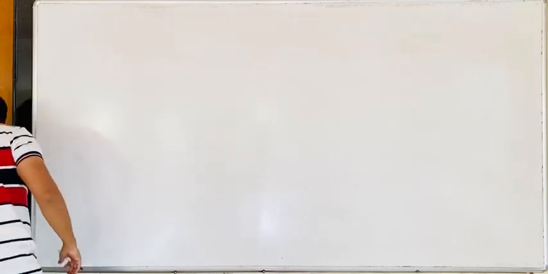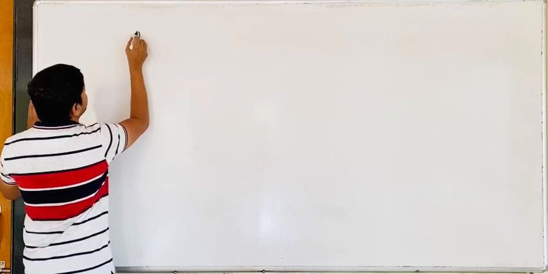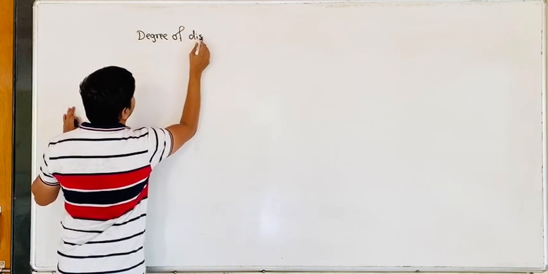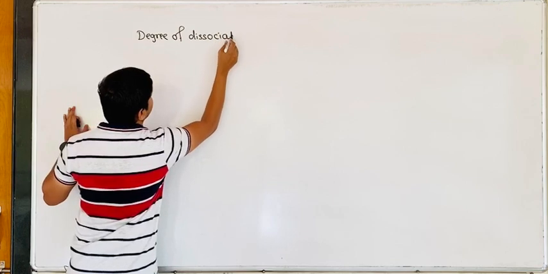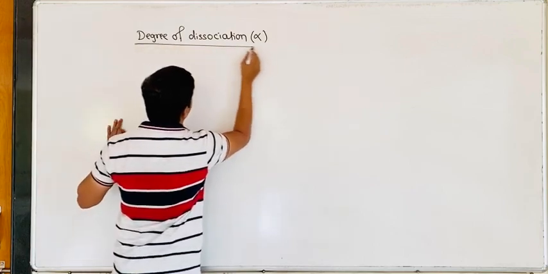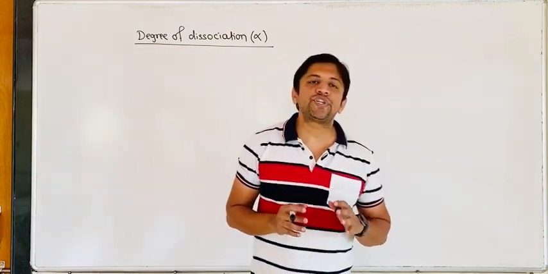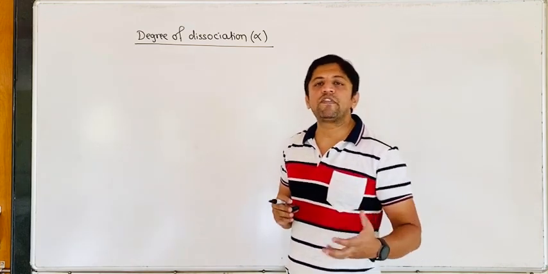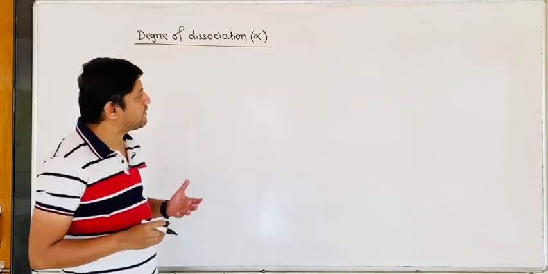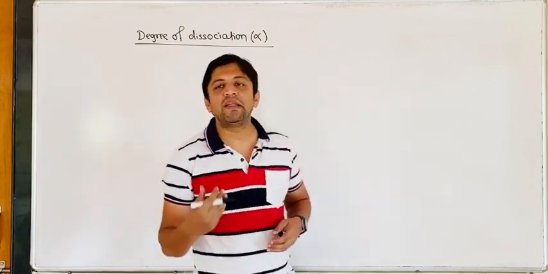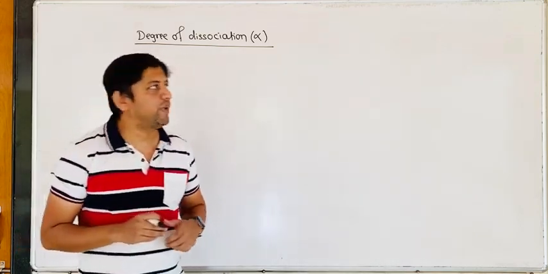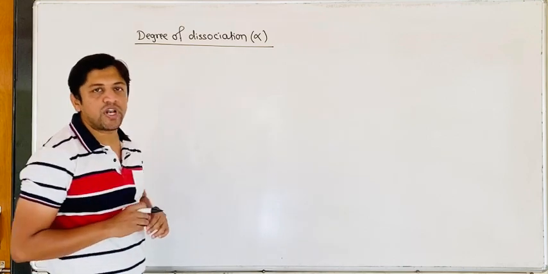Now let's start with degree of dissociation. Degree of dissociation, which is indicated by alpha, is a measure of the extent of ionization of an electrolyte. Every electrolyte or every substance has a different tendency to undergo ionization in a solvent, and that extent of ionization is measured in terms of the degree of dissociation alpha.